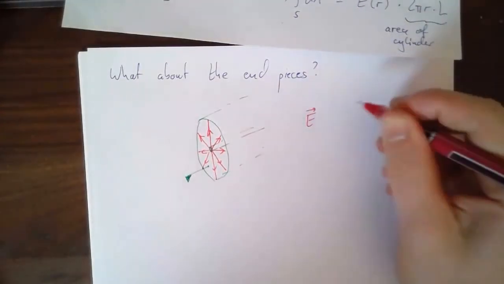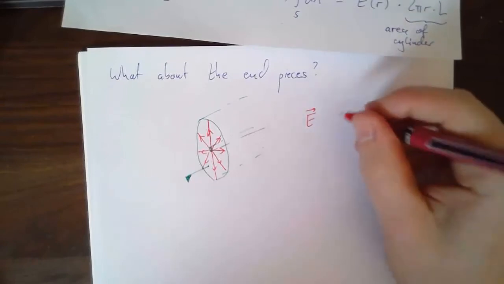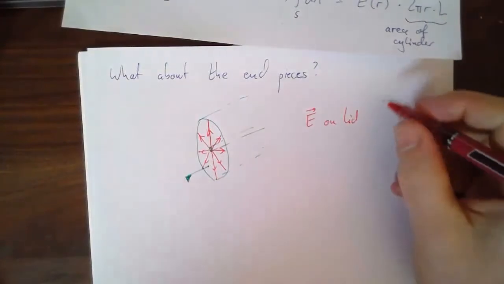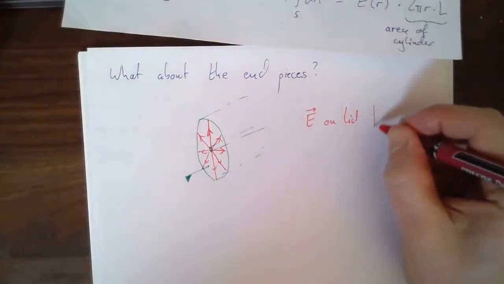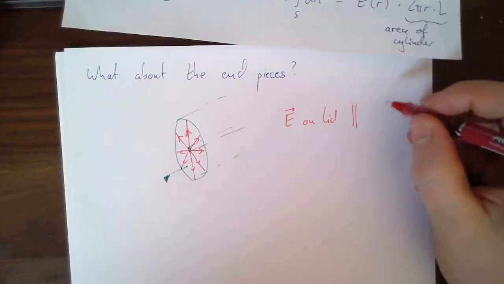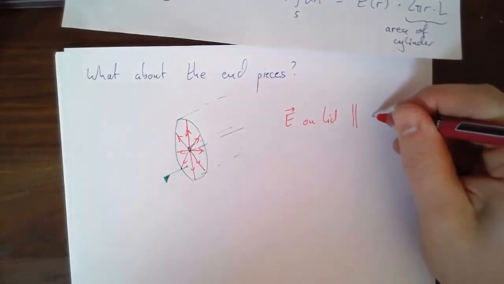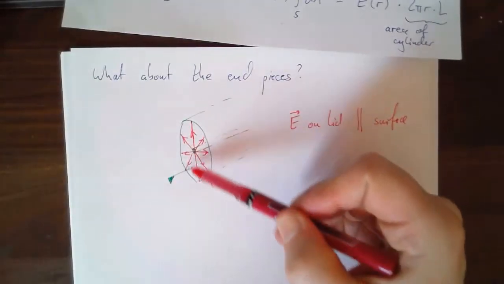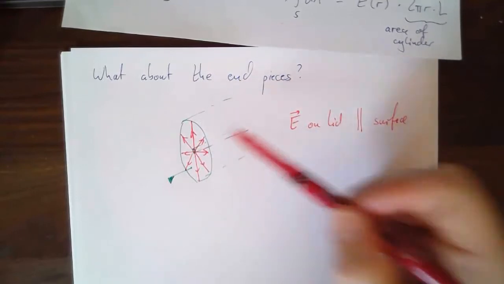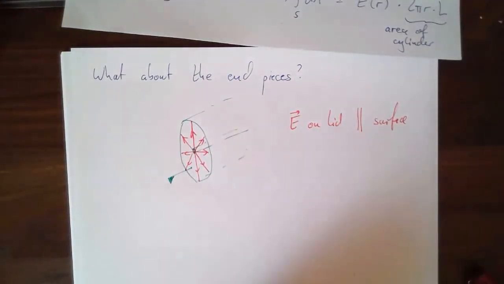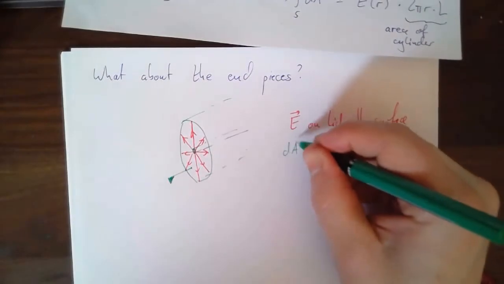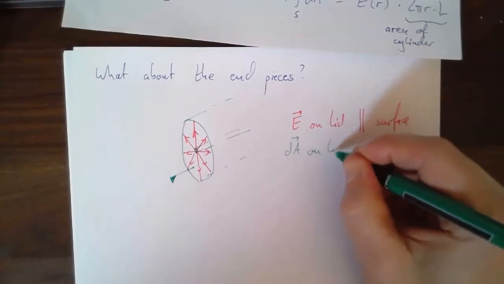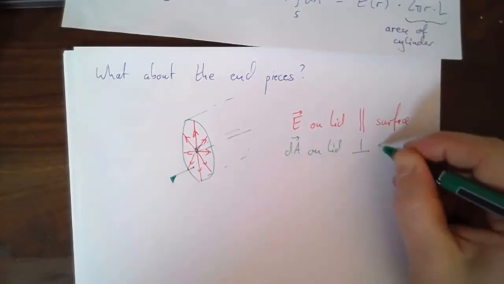So E on the lid, I'm going to call it the lid, you already know what I mean, the top and bottom, is parallel to the surface. By surface, I'm only talking about this round circle that closes the end of the cylinder. Whereas the dA, the little area where the direction is the flag, is perpendicular to the surface.